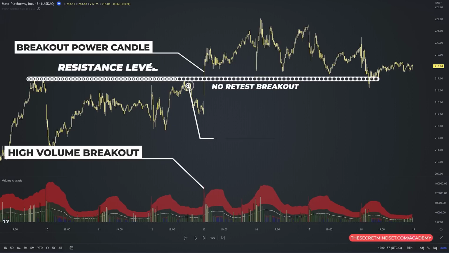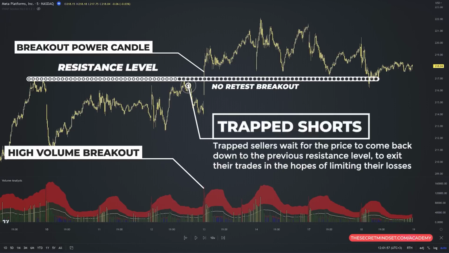And here's why. As price continues to increase, sellers who shorted the market before the breakout are trapped. They wait for price to come back down to the previous resistance level, which will now act as a support, to exit their trades in the hopes of limiting their losses. And look at the reaction at that level. When price returned to the breakout area 3 days later, instant bounce from the level.